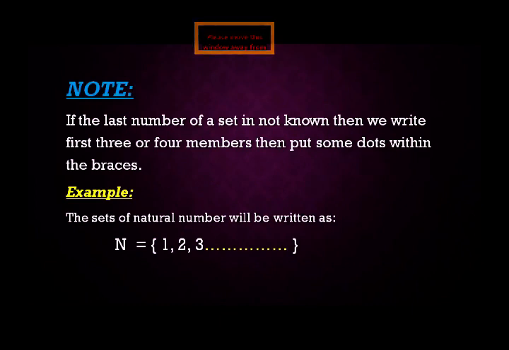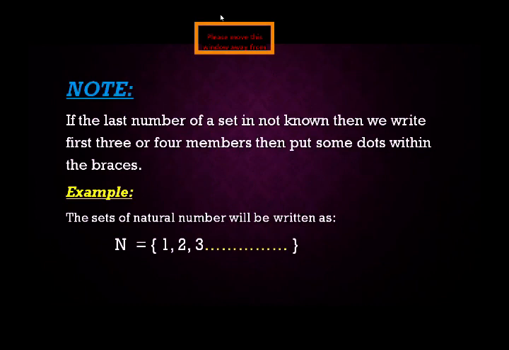So what we have to do is write the first 3 to 4 numbers: 1, 2, 3, 4, 5. It's up to you how many, but write a maximum of 3 to 4 numbers and then put dots till the end. When do we have to do this? When we don't know the last element of the set.